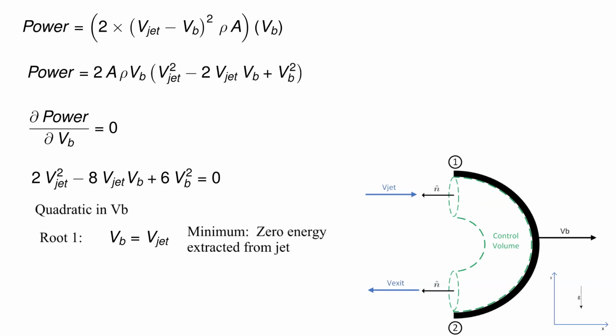If the blade is moving at the same speed as the fluid, then it will not be extracting any energy from that fluid. The second root gives the maximum power. The optimal blade speed to extract power is equal to the fluid jet speed divided by 3.